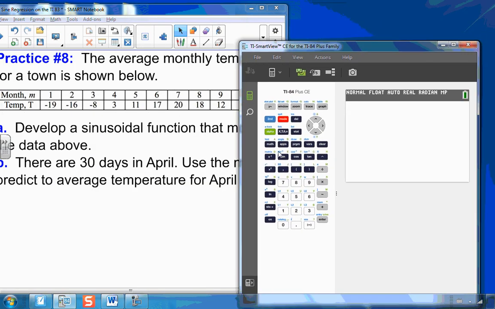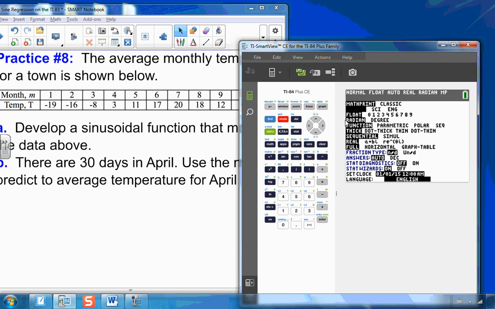The very first thing I do is go into my y equals and make sure everything is clear. Then I go up arrow to plot 1 and I press enter. Now it's highlighted, so I'm selecting plot 1. Next thing, I'm going to go out to my main screen. I'm going to make sure I'm in radian mode. So I am in radian mode. I'm good.